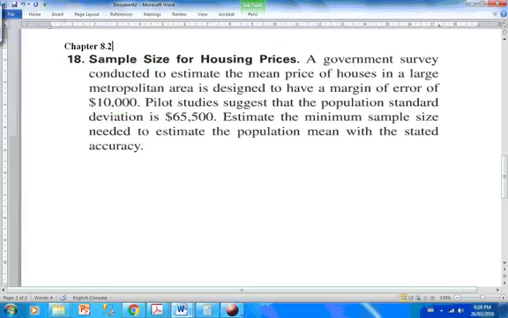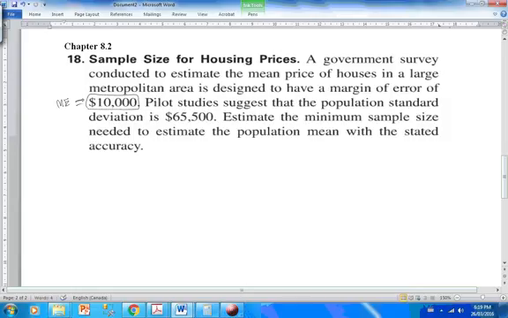Textbook chapter section 8.2 and question number 18. Sample size for housing prices. A government survey conducted to estimate the mean price of housing in a large metropolitan area is designed to have a margin of error of $10,000. So we already have a value of margin of error.